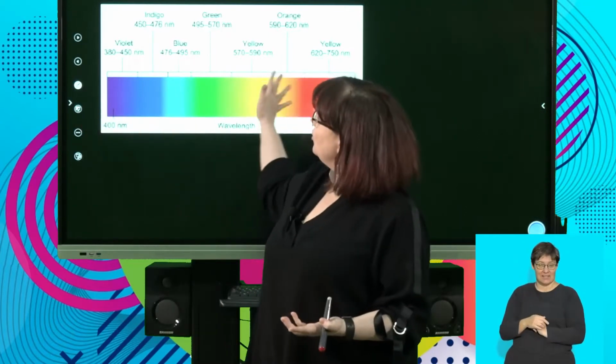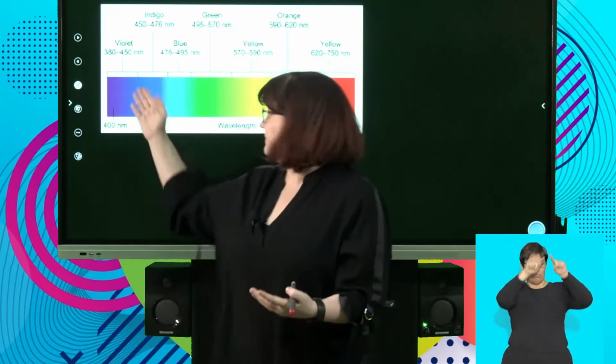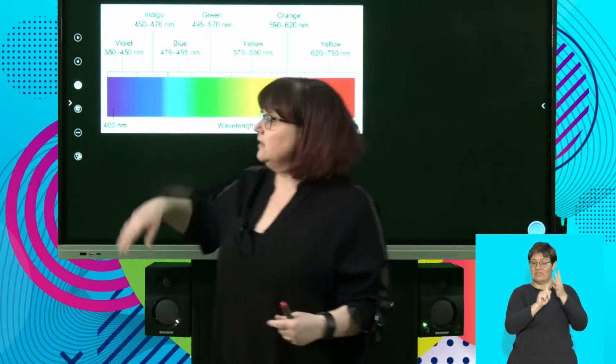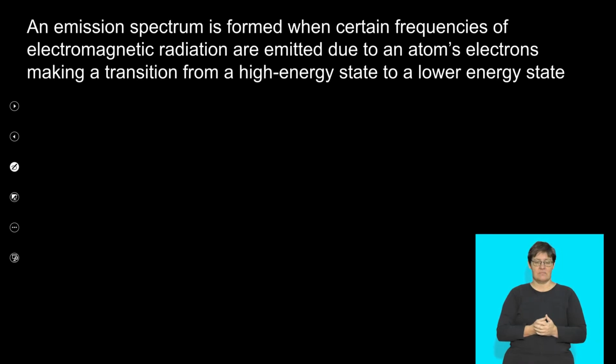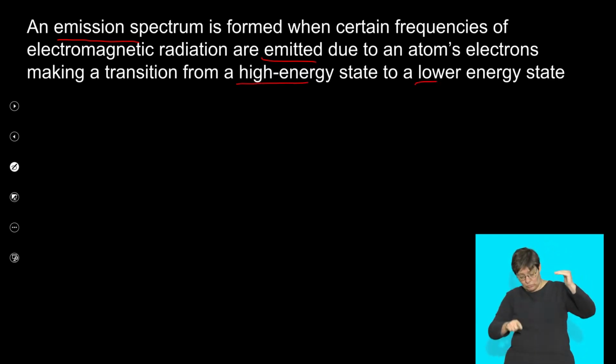And these are all the colors that white light is made up of. So the light around me that's shining on me in the studio is white light. If I put it through a prism, I can break it up into these, okay? But there's ways to do that. So an emission spectrum, and the important word here is emission, is when certain frequencies of the electromagnetic radiation are emitted, okay, due to an atom's electrons making a transition from a high energy state to a low energy state.